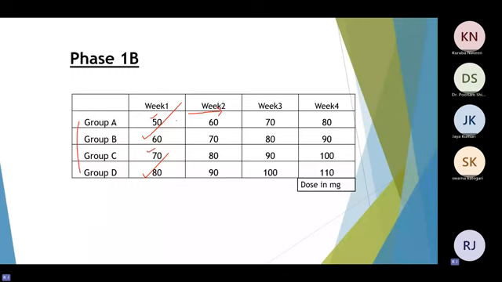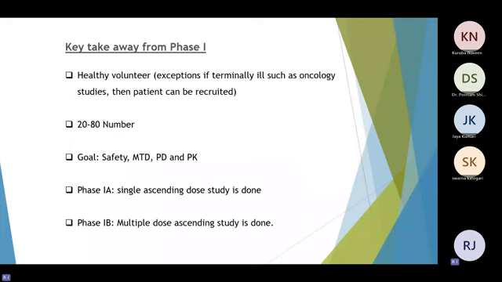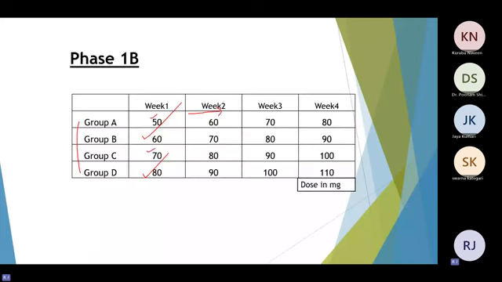Okay, again we'll do the same thing. We'll take the blood sample and we'll see whether any subjects are having abnormal lab parameters or abnormal ECG or anything else. Now everybody is clear, right, about phase 1A and phase 1B. If anybody is having any question, then please let me know before we proceed with phase 2.